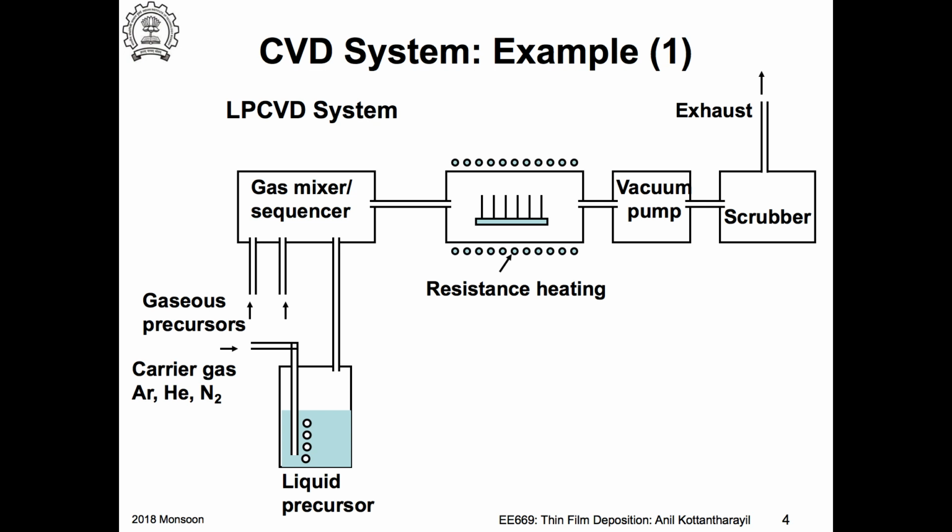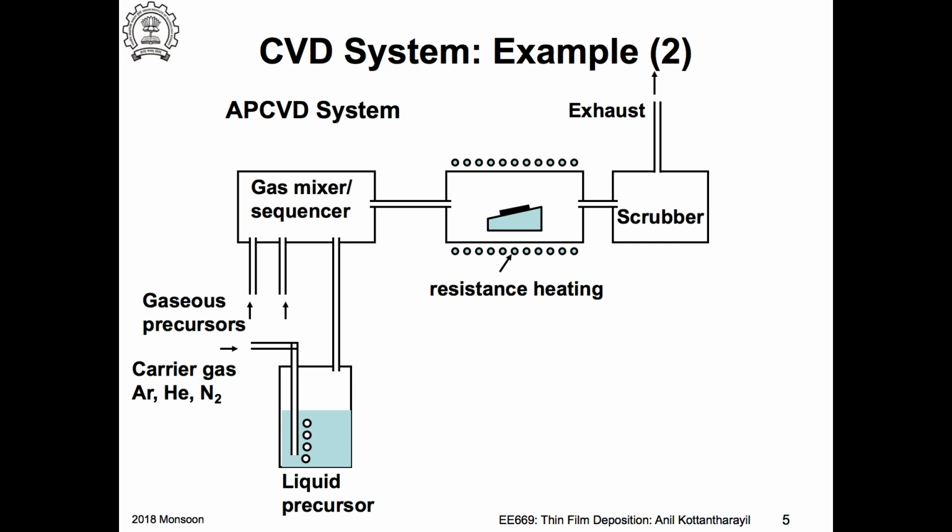So it may not be just one coil, but it may be 2 or 3 zones which are independently heated. So low pressure means I need a vacuum pump, right? And then it goes out through the scrubber. And this is an atmospheric pressure CVD system, so I don't have a vacuum pump.